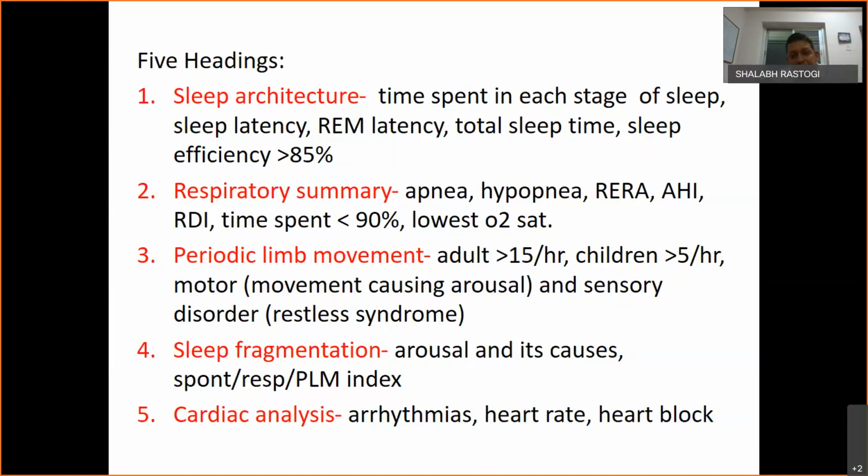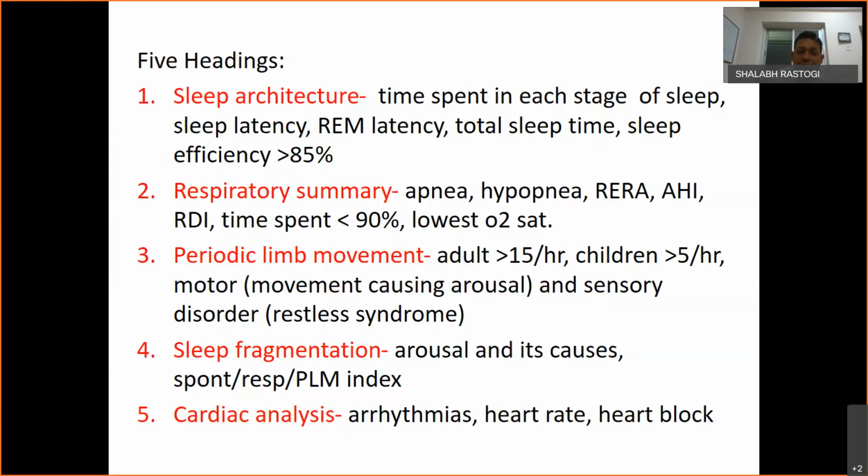The second heading is the respiratory summary. It tells you about the respiratory events, which I just told you: apnea, hypopnea, RERA. It also tells you the total time spent with saturation less than 90% and the lowest oxygen saturation during the night time. Third is the periodic limb movement, for example in restless legs syndrome. In adults, if there are greater than 15 movements per hour, it is considered significant. In children, if it is greater than 5, it is considered significant.